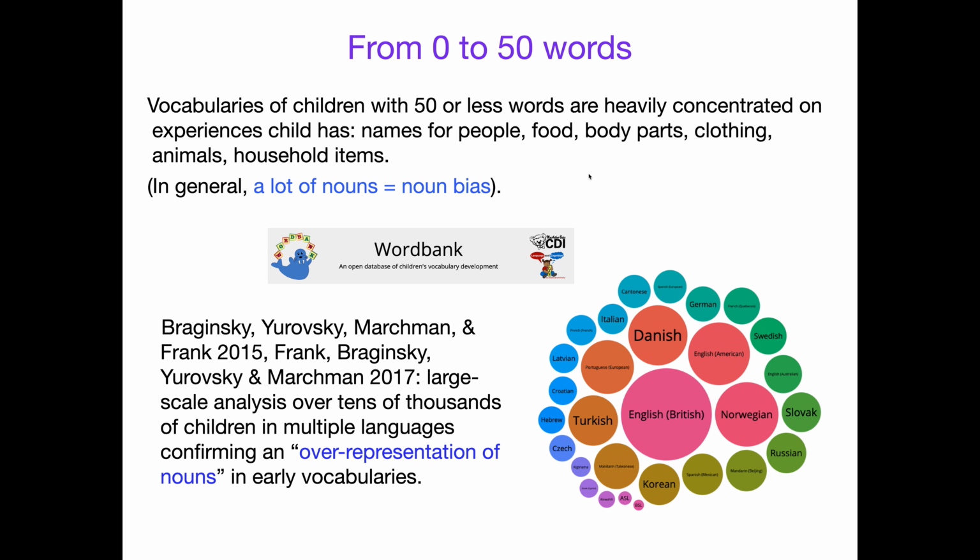Look at the early vocabularies of children that have, say, 50 or fewer words, they're heavily concentrated on different experiences. The child has some names for people or food, body parts, clothing, animals, household items, and in general, basically a lot of nouns, a lot of things, right? This is a noun bias. And Word Bank is this fabulous open database of children's vocabulary development across lots of different languages. And they looked at like tens of thousands of children in multiple languages, confirming that there is, quote unquote, an overrepresentation of nouns, right? Got a noun bias in early vocabularies.